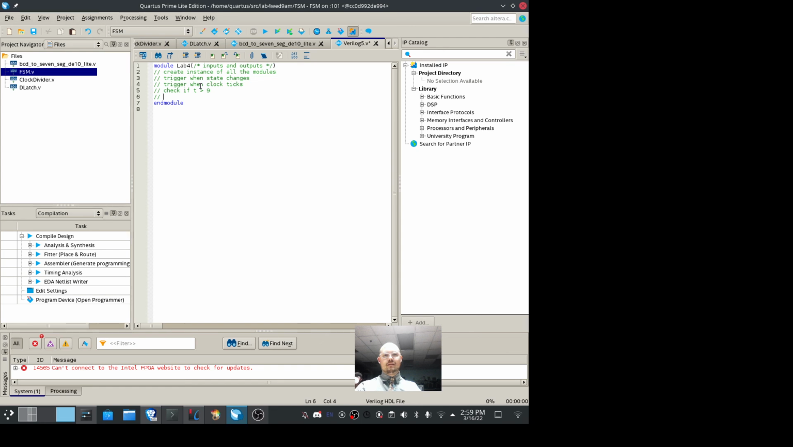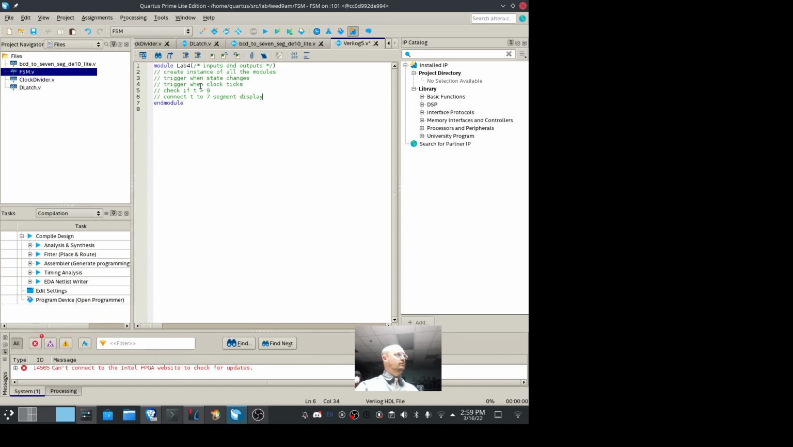And then, what else? Oh yeah, output or connect T to the 7-segment display, and probably some other things that I'm forgetting. But that's a basic skeleton there for you. The stuff you want to think of.